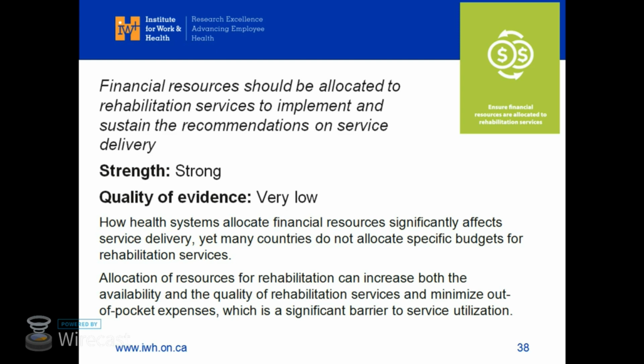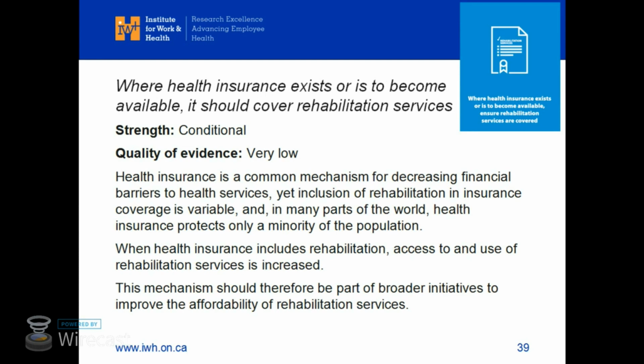The other one, there was very low quality evidence, and the guideline committee voted conditional. It says where health insurance exists or is to become available, it should cover rehabilitation services. That applies for Ontario. Check your insurance, check your benefits, check if they include benefits for rehabilitation services. You'll be surprised how many of you don't include. So why not? Why should disability be treated differently?